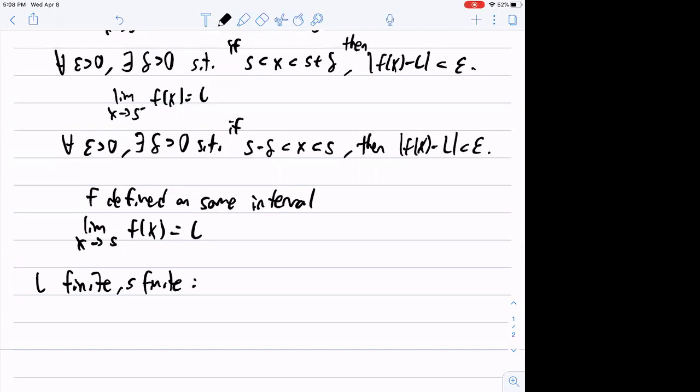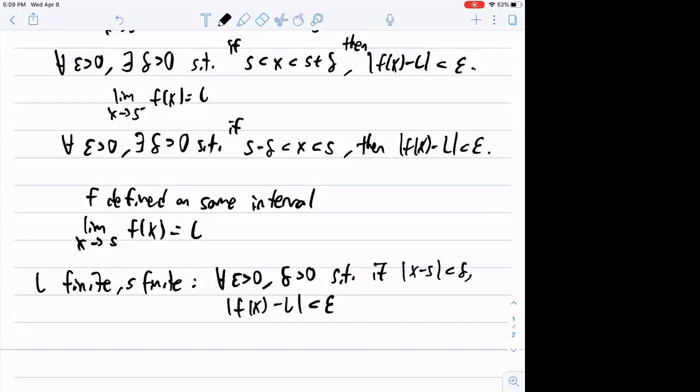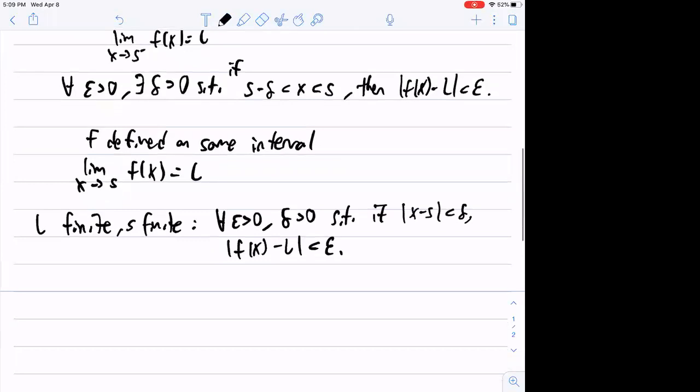What does this mean? This is exactly the usual, you know what it means for continuity, right? Continuity is like changing the L to f of s, but in this case, it's just L. So |x minus s| less than delta implies |f of x minus L| is less than epsilon. So here is nothing bad.